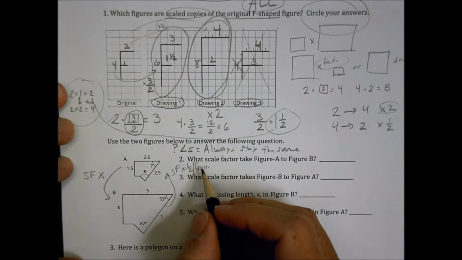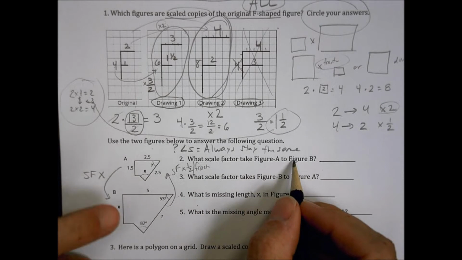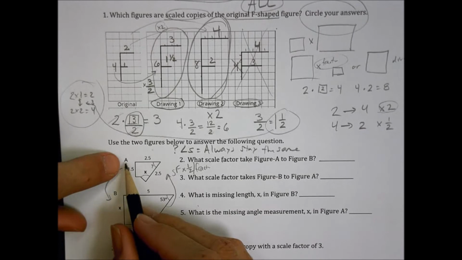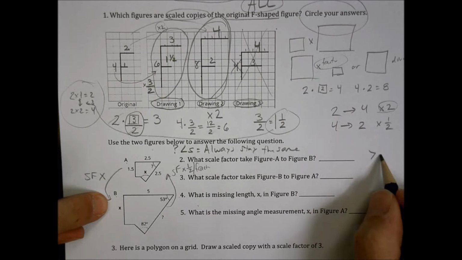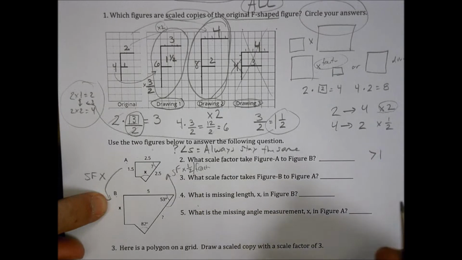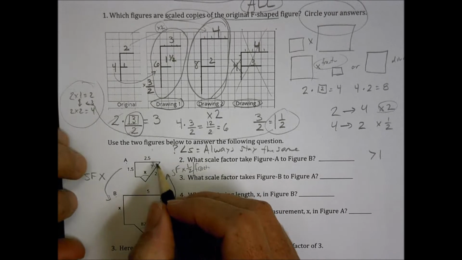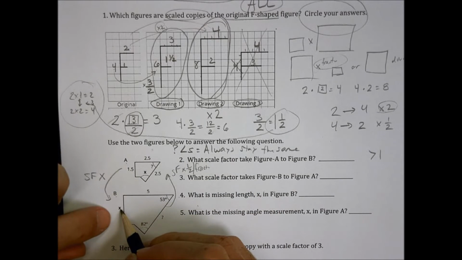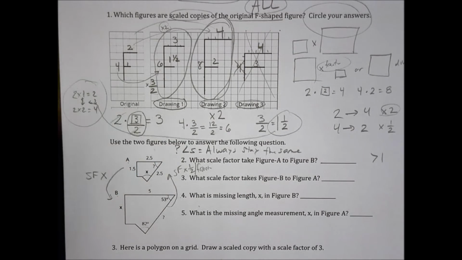So let's look at our questions. What scale factor takes figure A to figure B? So we're going to go from A to B, so we know we're increasing. That means our answer should be greater than 1. It needs to be a pretty big number to be going up there. Okay? So how do I get from A to B? Well, let's take a look. I have 1.5 going to X. Well, that's not going to help me out because I don't know. Here I have matching numbers. So sometimes it's good to look at your matching numbers here.